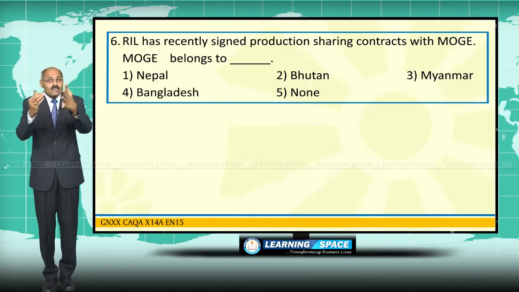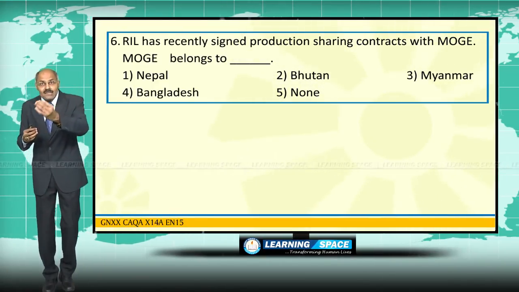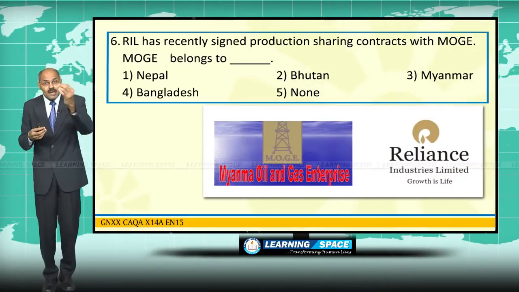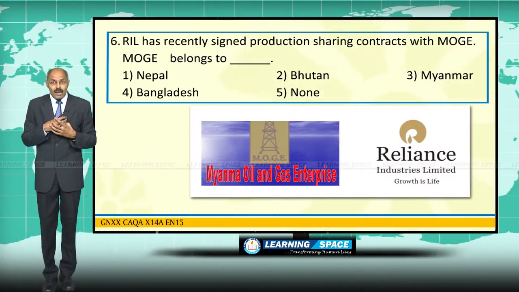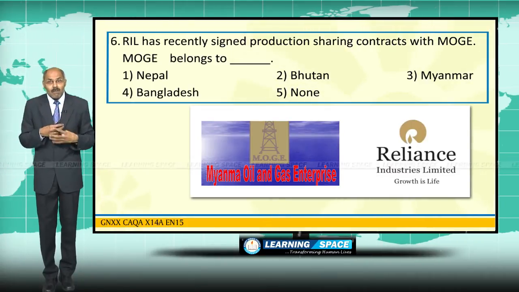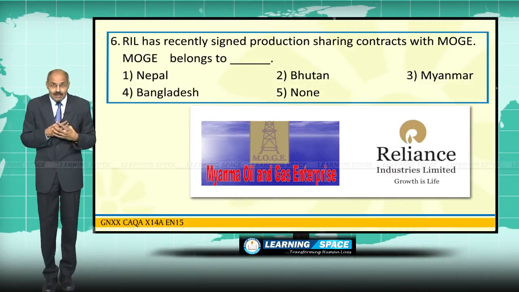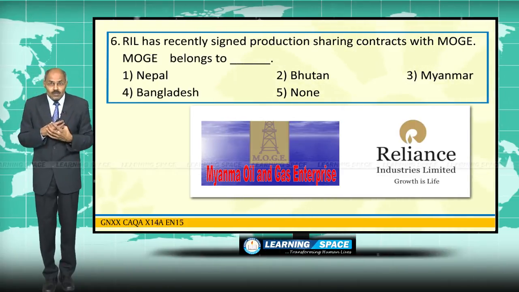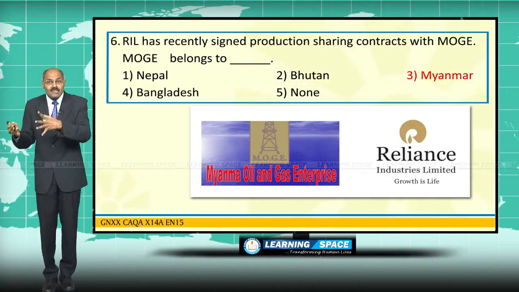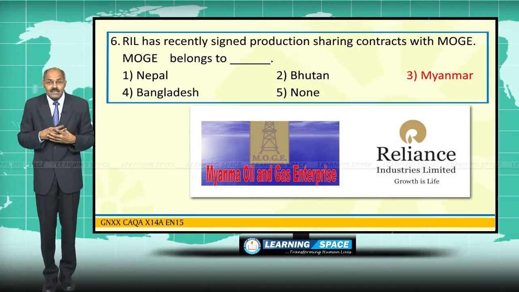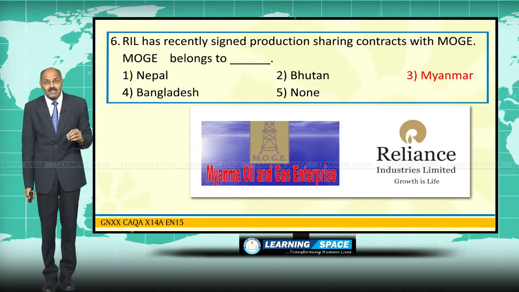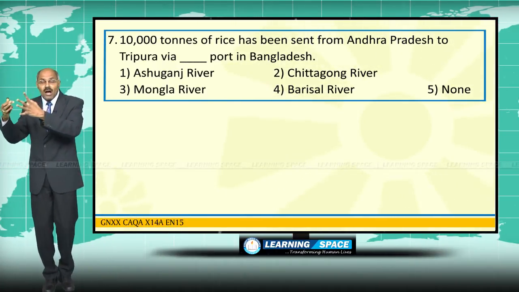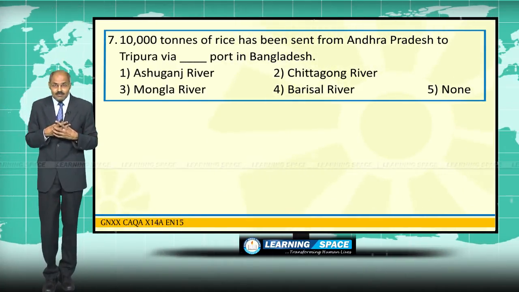RIL, Reliance Industries Limited, has recently signed production sharing contracts with MOGE. MOGE is nothing but Myanmar Oil and Gas Enterprise. So, MOGE belongs to Myanmar. So, Reliance Industries is going to develop oil fields in Myanmar. Please don't forget. 10,000 tons of rice has been sent from Andhra Pradesh to Tripura.